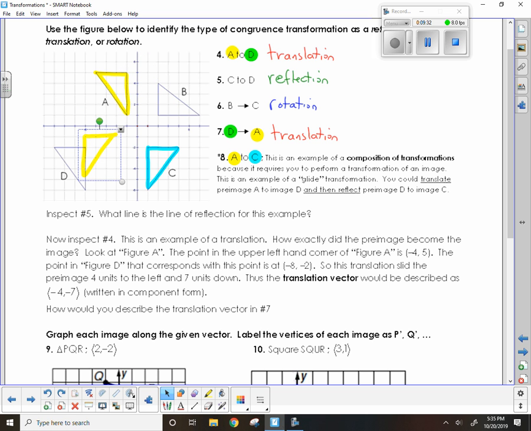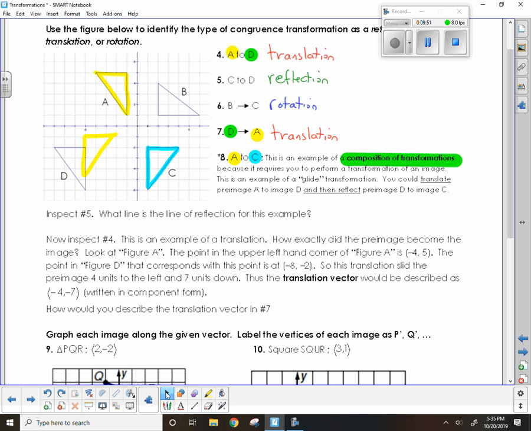And so what's going to happen is I'm going to do a combination, or what's called a composition. So if you look in your notes right here, composition just means it's requiring you to perform a transformation of more than one transformation together.